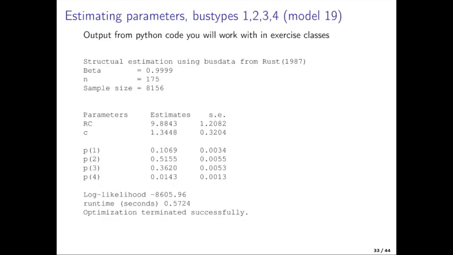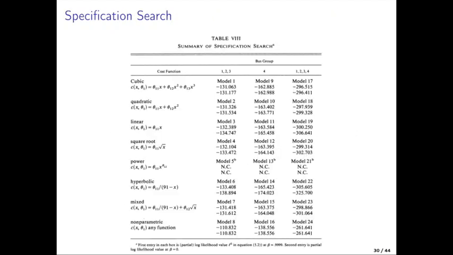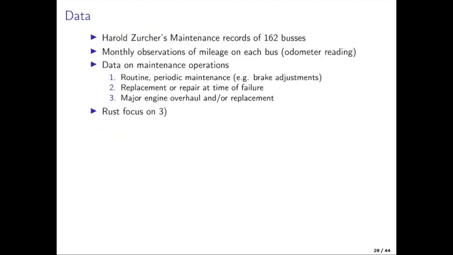So here's the output that you get if you run that notebook. Okay, so Harris-Zucker, what is he doing? Right? He's maintaining buses and figuring out whether or not you should replace buses. So the data consists of his maintenance record of 162 buses, and his monthly observations of mileage for each bus, including the odometer reading.